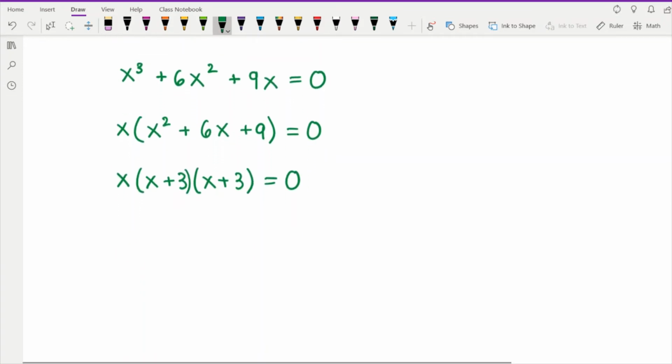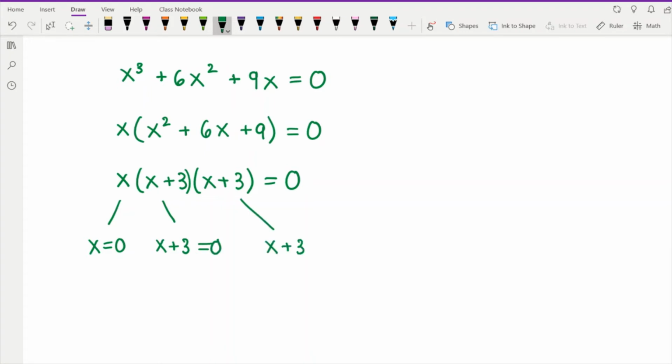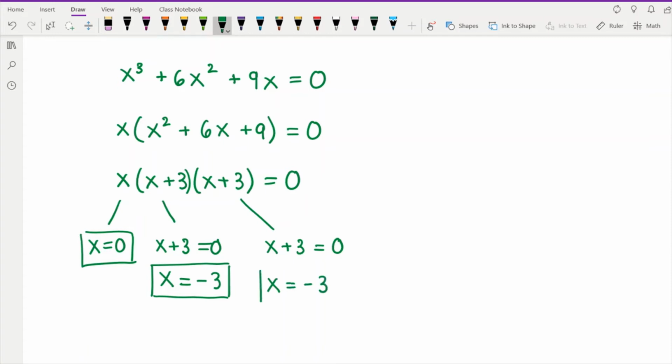And so what do we get as our solutions here? Well, we get x is equal to 0, x plus 3 is equal to 0, or x plus 3 is equal to 0. So notice we get kind of the same solution twice. The first one is x is equal to 0. The second one is x is equal to -3. And this next one is x is equal to -3 as well.